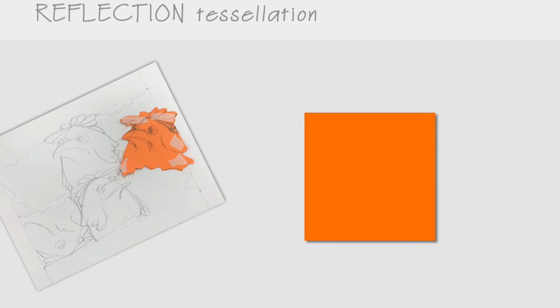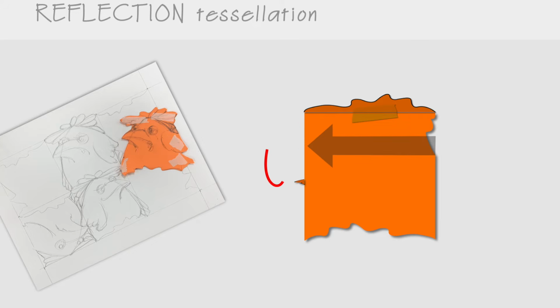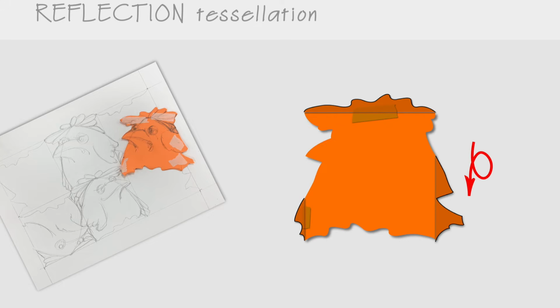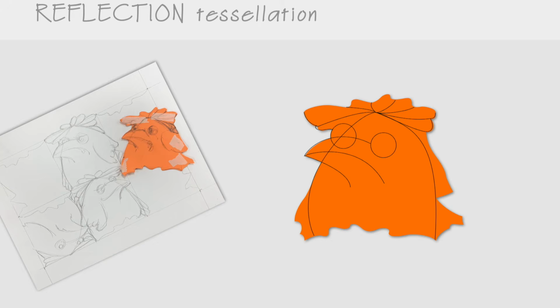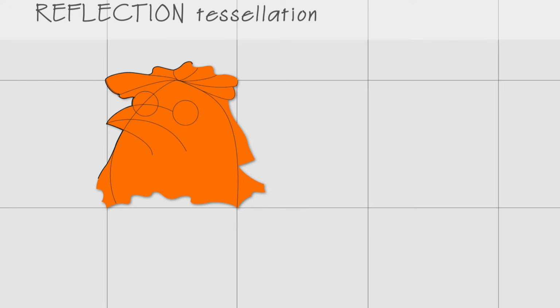To add feathers to the top, draw them at the bottom. Cut the shape out, slide it to the opposite side, flip it, and tape. Defining the feathers, cut, slide, flip, tape. Defining the beak, cut, slide, flip, tape. The tile is done. Use a grid for an accurate placement and alignment of the tiles.